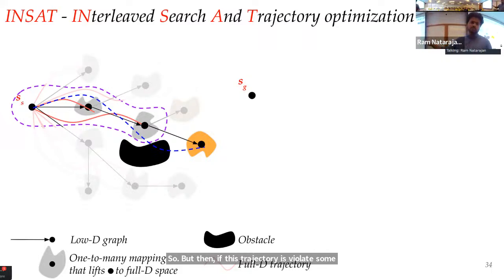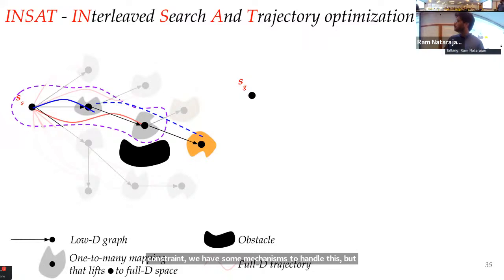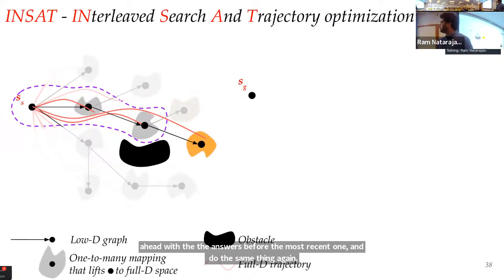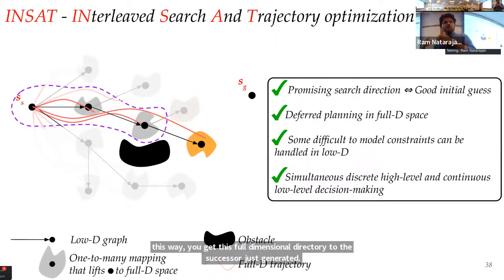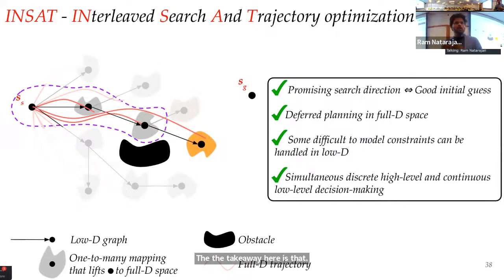But then, if it still violates, then you go ahead with the ancestor before the most recent one and do the same thing again. So this way you get this full dimensional trajectory to the successor that you just generated. The takeaway here is that you're always using the recursion happening here to give very good initial guesses, right? So you would never add a node to your frontier if there is no existing solution.